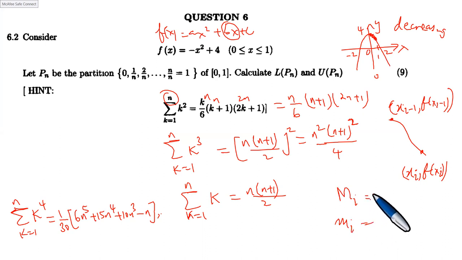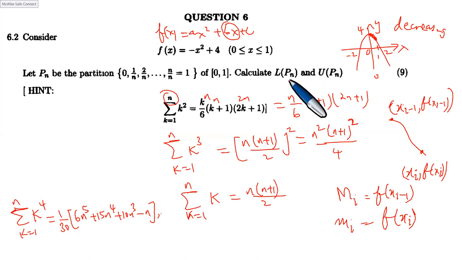Which one is the big M? At this point, it's going to be the one that occurs before, which is f(x_{i-1}), and then the small m. Like this. So we have this. Okay, so let's find these.